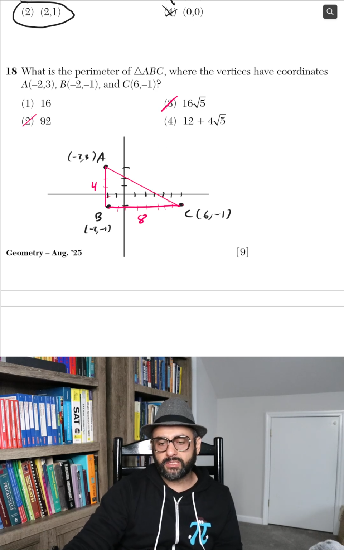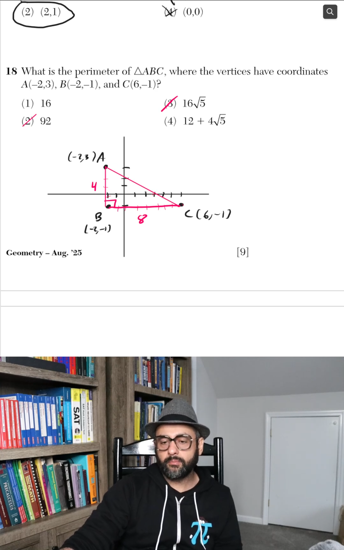The perimeter would be 16 if the hypotenuse AC, I said hypotenuse but these are a vertical line and a horizontal line, so they do have perpendicular sides, right angle, if the hypotenuse was 4. But the hypotenuse is greater than 8, so this one's already too small as well. So we've eliminated just by comparison the answers.